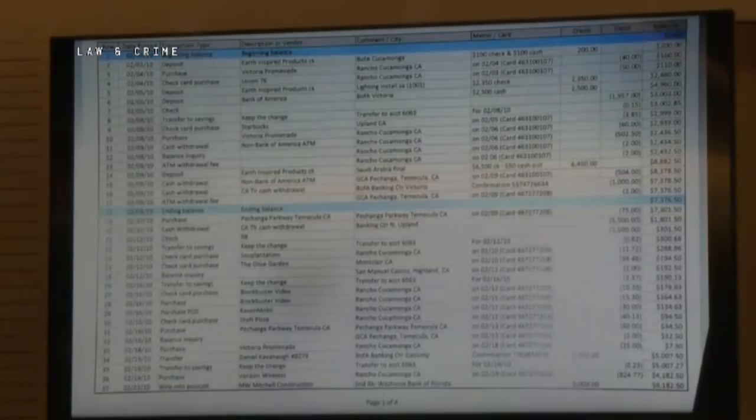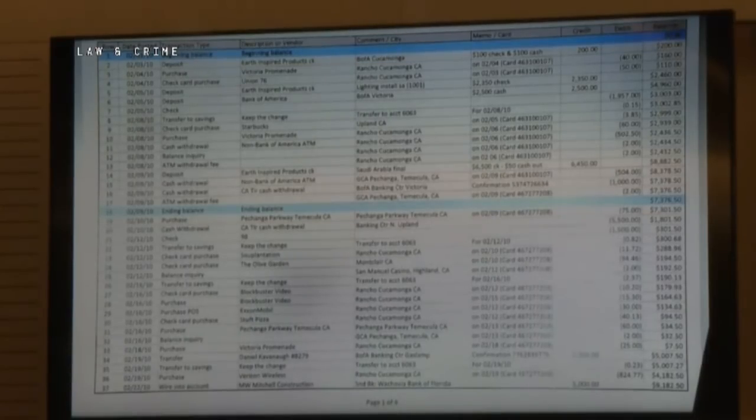Line 34 is a transaction on February 19th, 2010, and it's a transfer from Daniel Kavanaugh. The last four digits of the account number are 8279, and this occurred in the Gas Lamp branch of B of A, and it gives some confirmation number. And it's $5,000 that's being transferred into this account. And since the balance before that was only $7.50, this brought the balance up to $5,007.50.